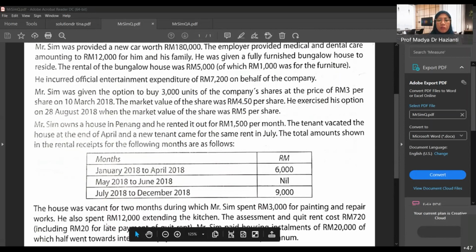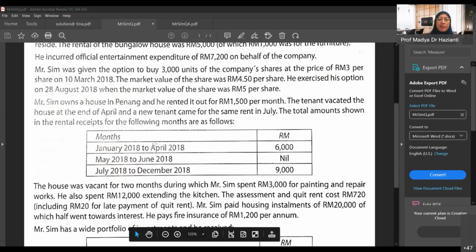Okay, what did he do in those 2 months? He did painting and repair. So you see the story is the same, right? The tenant leaves, he repairs, the tenant comes back. But you have to decide how much of the repair amount we can deduct. 3,000 for painting and repair works, 12,000 extending the kitchen, assessment 720, RM20 late payment.